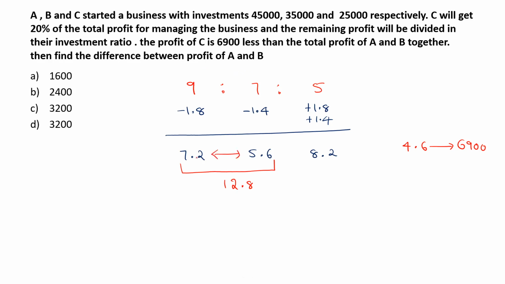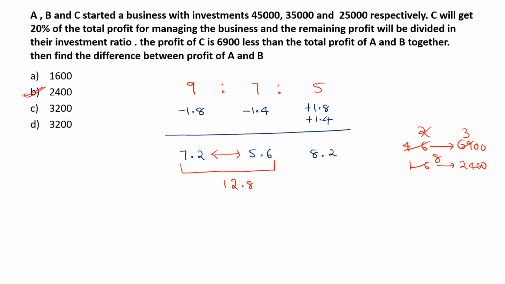That is the difference between 7.2 and 5.6, which is 1.6. When the value of 4.6 units is 6,900 and we need to find the value of 1.6 units, just eliminate those two decimals and consider this as 46 and this as 16. 23 twos are 46, and 23 threes are 69, so 1 unit of 46 is 150, and 16 times 150, that is 2,400. The difference between A and B is nothing but 2,400. Option B would be our answer.